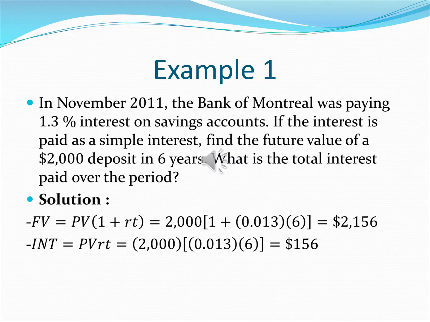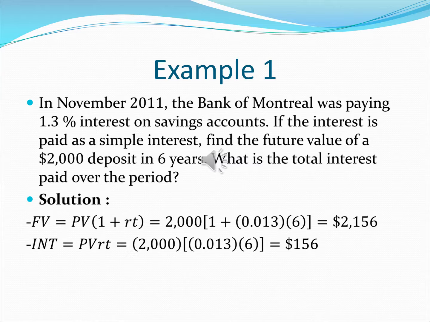Now we will do 3 consecutive problems. We will solve them using the concept of simple interest. Example 1. In November 2011, the Bank of Montreal was paying 1.3% interest on saving accounts. If the interest is paid as simple interest, find the future value of a $2,000 deposit in 6 years. What is the total interest paid over the period?